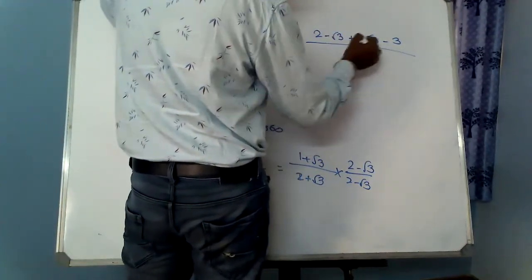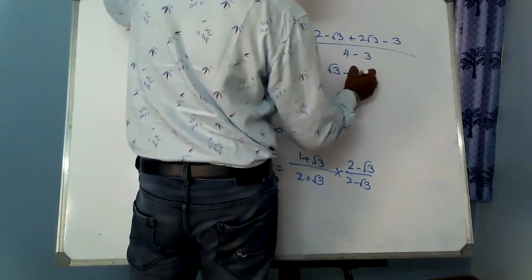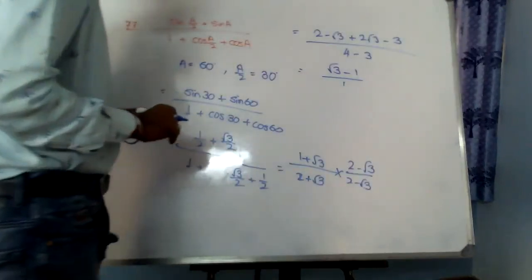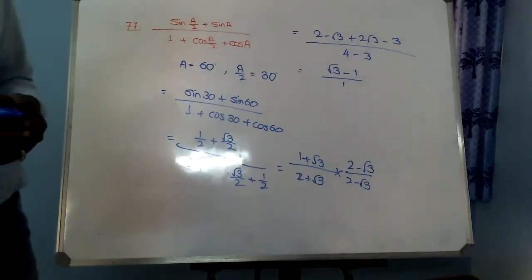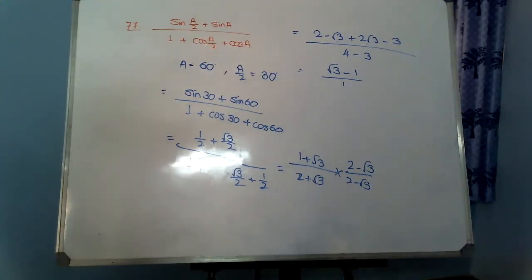Okay, in the numerator side, what did I get? 2 root 3 minus root 3, so just root 3. 2 minus 3 is minus 1, divided by 1, that is again, divided by 1 is not much. Now, root 3 minus 1 is which one's value as per your question?